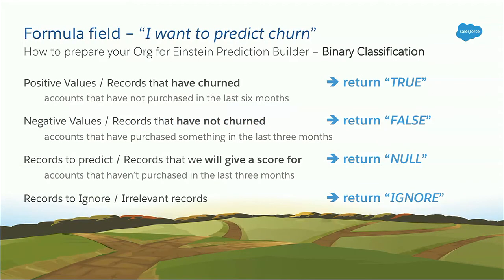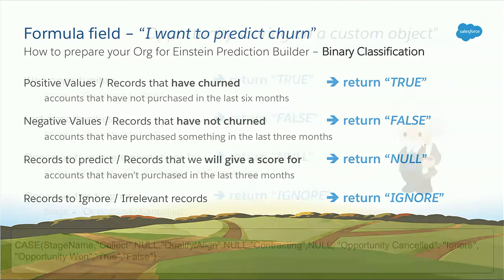Okay, so, for example, a very simple formula. You want to predict churn. So, for records that already have churn, you return true. For negative values, meaning records that have not churned, return false. For the record to predict, you return null. And for the record you don't want to take care of for any reason, you return ignore. Simple. True, false, null, and ignore.